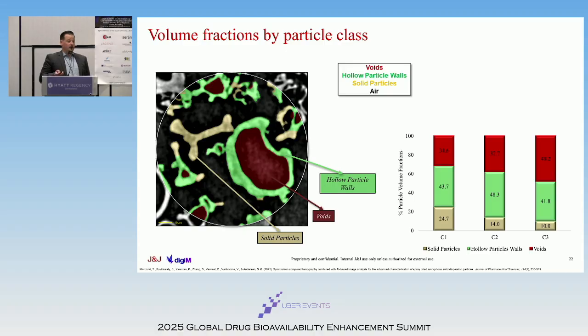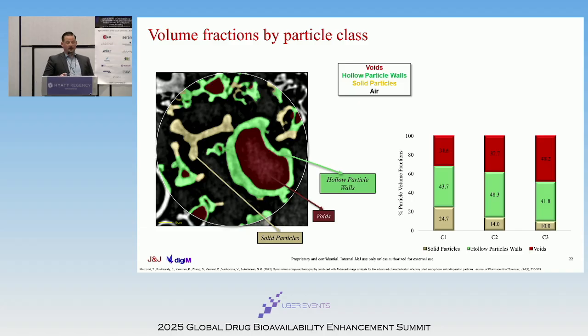Some immediately easy quantification from there is just looking at volume fractions of some of these unique particle classes. So in this particular case, we have some of these broken fragments or raisin particles, and then true hollow particles, which basically fully entrap an air void. We can then actually quantify the volume fractions of these.